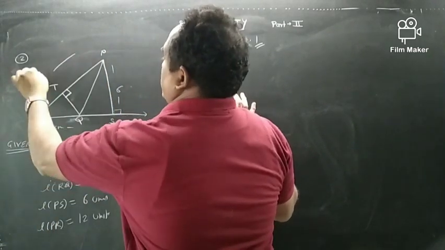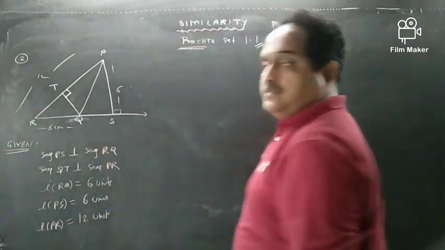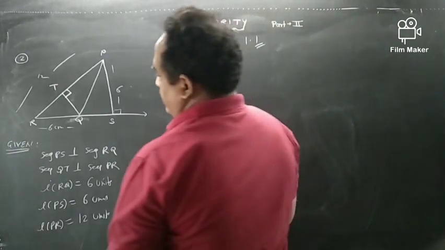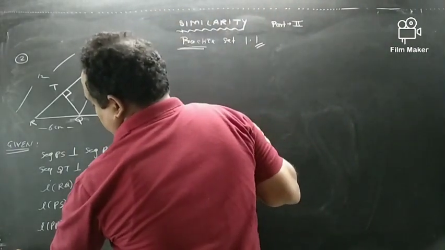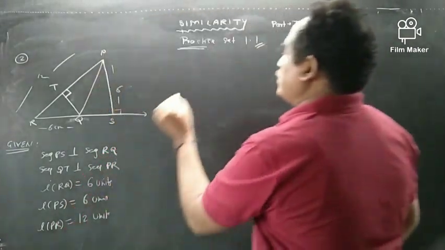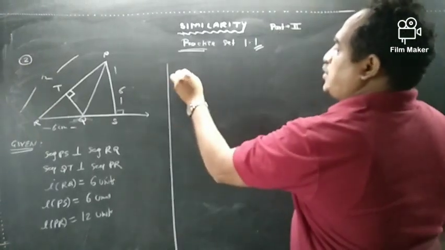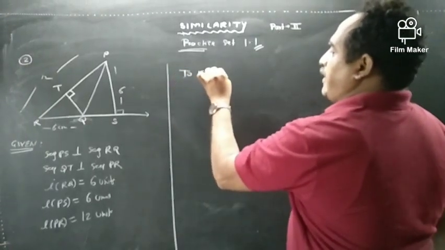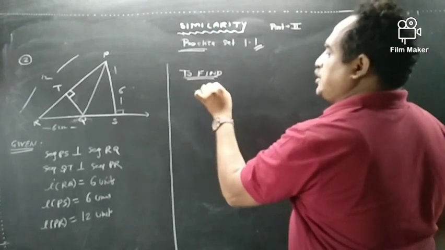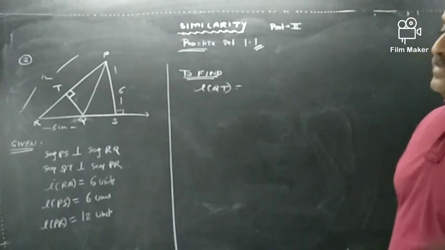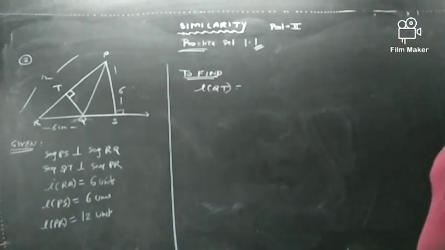This PR is 12. Now find segment QT. What to find? Length QT. Again, they have given something.